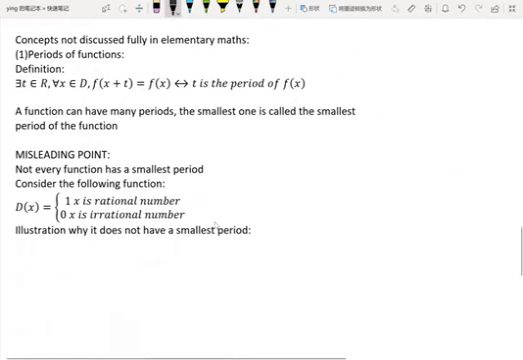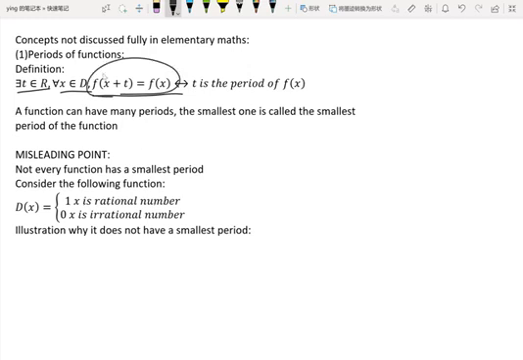And here are some concepts that are not fully discussed in elementary maths. First of all is the period of functions. The definition is this. There exists a real number t, and for any x in the domain of the function f, this relationship stands, then we call t the period of f(x), and f(x) is a periodic function. Also, if t is the period of f(x), we can say that there exists a t that is a real number, and for any x in the domain of f, this relationship stands.